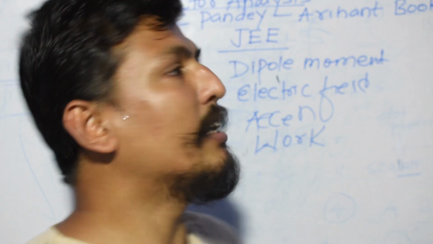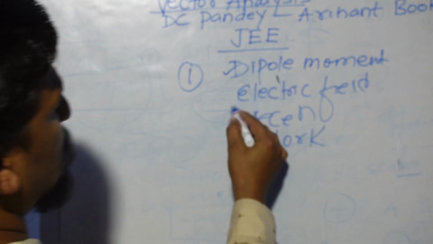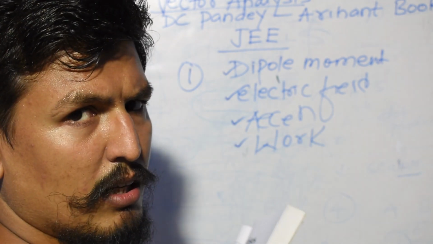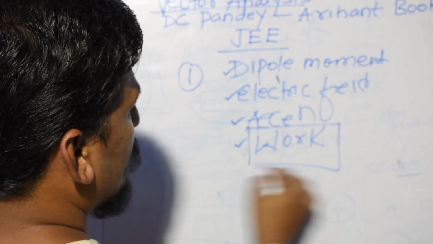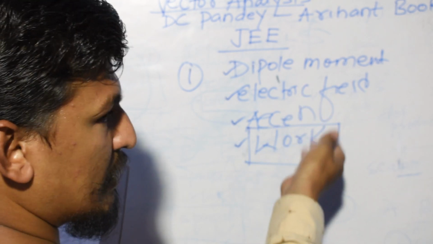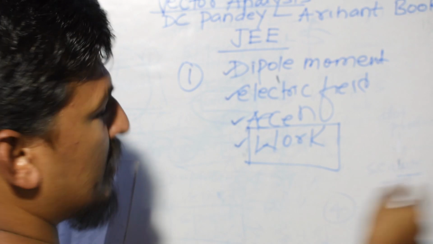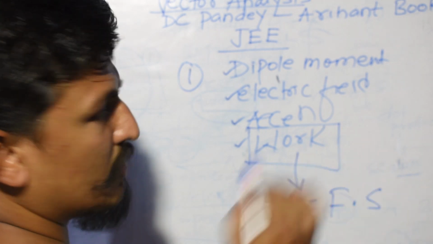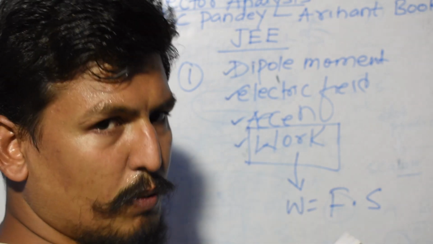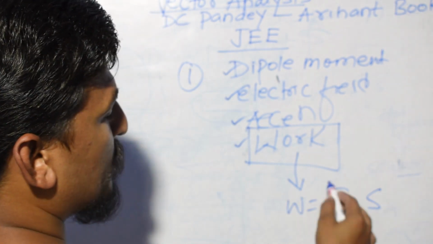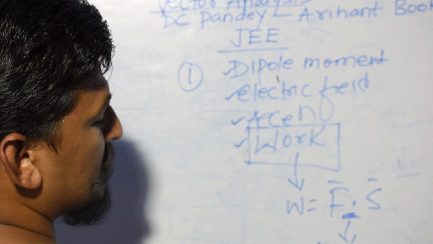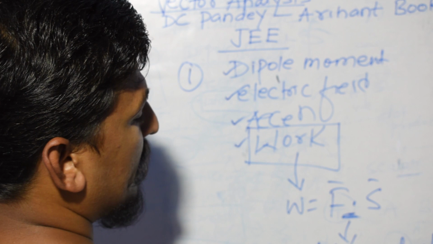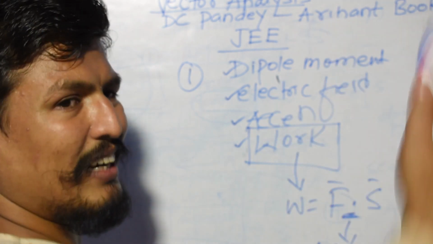This is very easy, child. Listen, the first option is dipole moment, second is electric field, third is acceleration, and fourth is work. So which one is a scalar? Of course, work is scalar. How is work scalar? Let's see. Work is defined as the dot product of force and displacement. This is a dot product. Dot product is always scalar, and cross product is always vector.